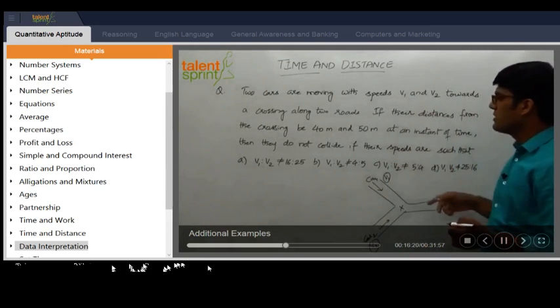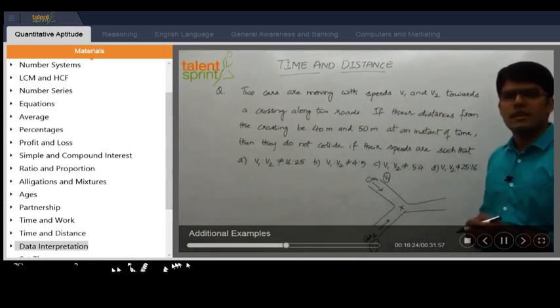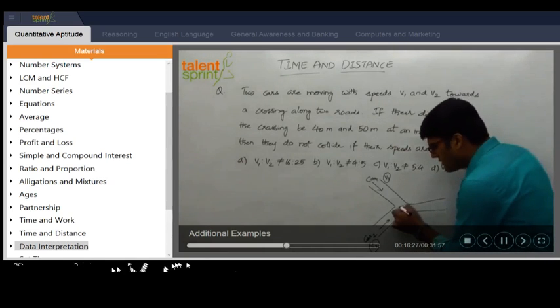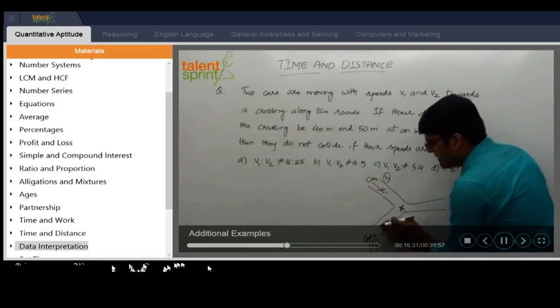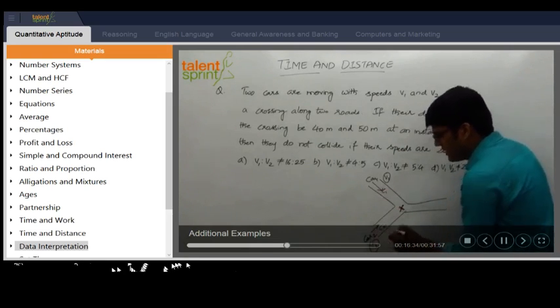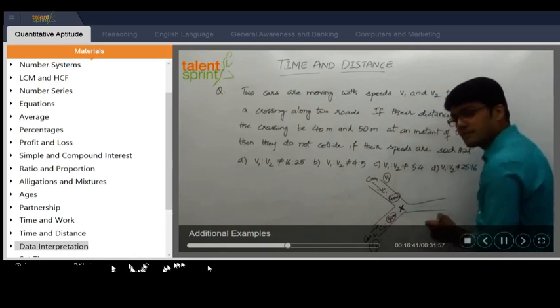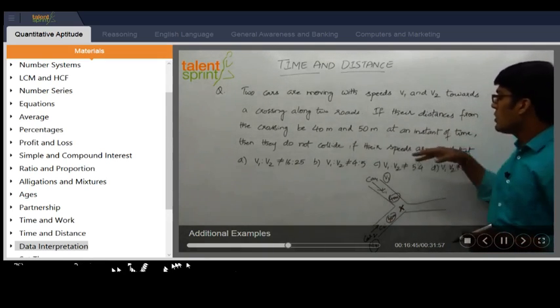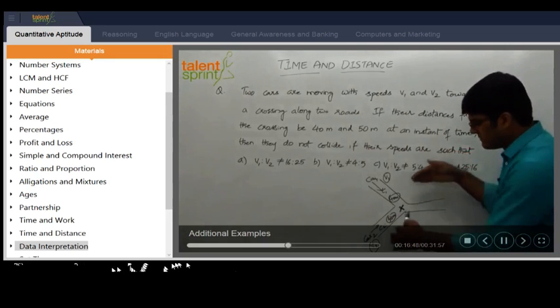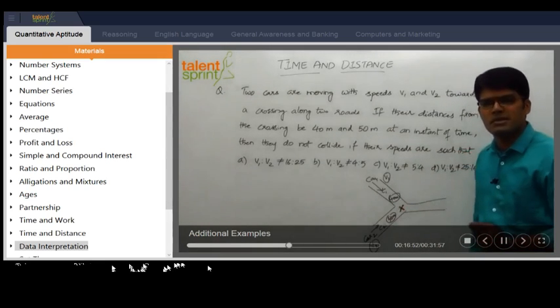Now what does it say? They are moving towards the crossing of two roads. If the distances from the crossing be 40 meters and 50 meters at an instant of time. So at some point of time, let's say this is C1 and this is C2. The distance between C1 and the crossing is 40 meters and the distance between C2 and the crossing is 50 meters at some particular point of time, right? Then they should not collide. When will that happen is the question here.